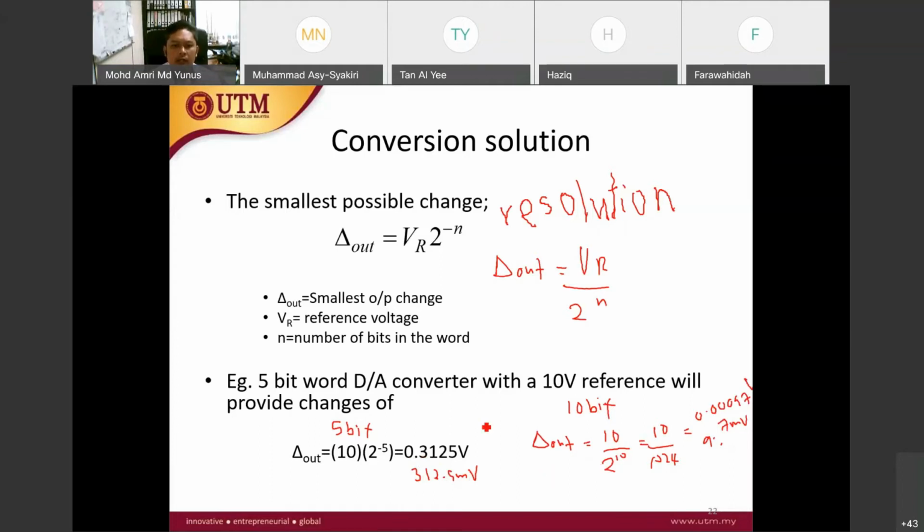For higher bits, the resolution is much smaller. So in this regard, the quality of the output signal will be much better if we have higher bits. If this digital to analog converter is used with 5 bits, and let's say you have an analog sine wave, the output will have much more obvious steps.